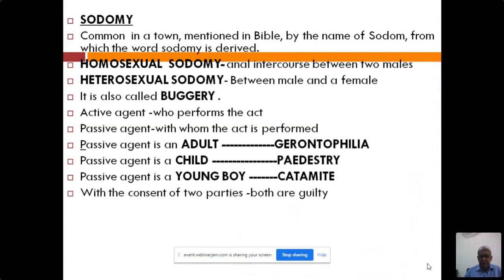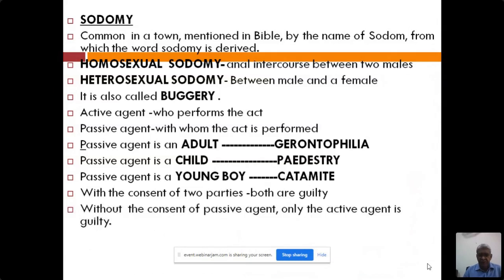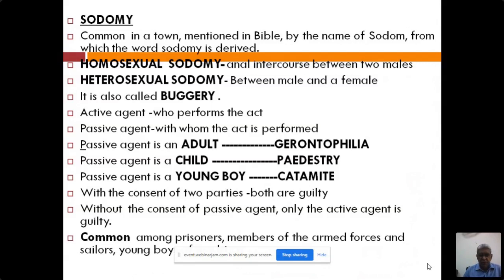If this act is done with the consent of the two parties, both would be said to be guilty. But if it is done without the consent of the passive agent, only the active agent would be said to be guilty. This is very common among groups of prisoners, members of the armed forces, sailors, and young boys living in madrasas, barracks, and hostels. So this is a very common unnatural sexual offense observed in different groups of people.